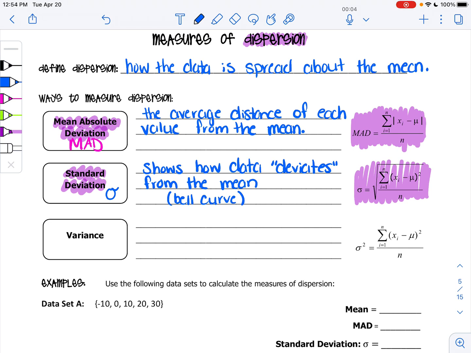The last measure of dispersion is your variance. And your formula for variance is over here to the right. And variance basically is your standard deviation squared. Exactly what variance is and how we use it to analyze, we'll talk about a little bit later. But the definition for variance for now is simply the standard deviation squared.